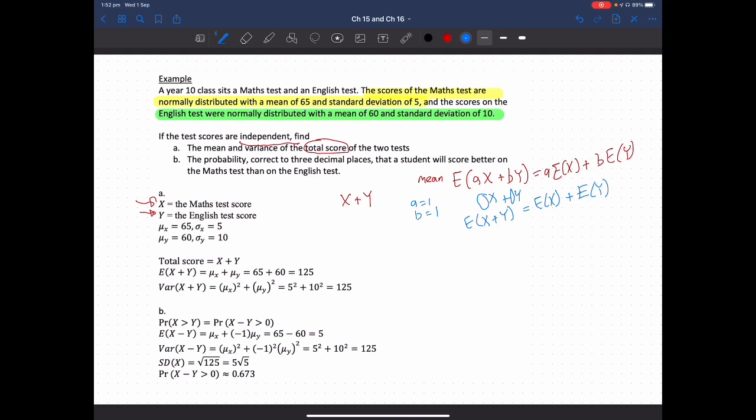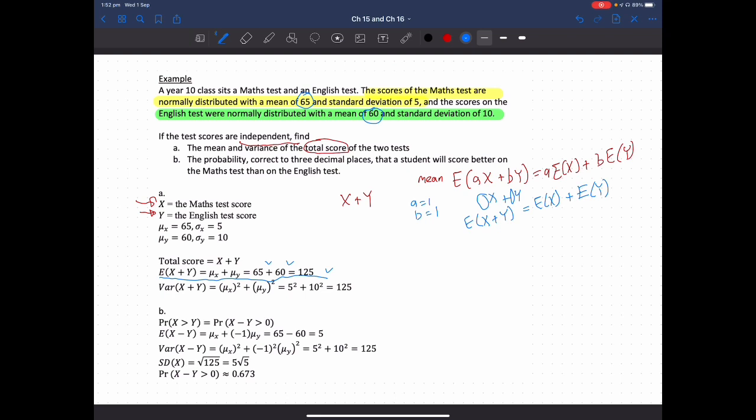The expected value of x, being the maths test, is the mean, and the mean was 65. The expected value or mean of y was 60. So what we do is we add those together. You can see that I've done that. 65 plus 60 is 125.